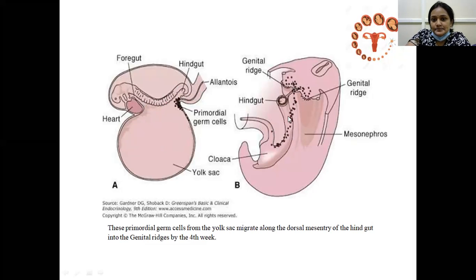This is the gut, this is the hind gut, and this is the cloaca part. The cloaca part is also important for the development of external genitalia. Along the dorsal mesentery of the hind gut, they reach the genital ridge. The genital ridge is present on either side, and these yolk sac cells migrate along the dorsal mesentery. Why I'm stressing the dorsal mesentery of the hind gut is that this point will be asked as an entrance question. They reach the genital ridge by the end of the 4th week itself.